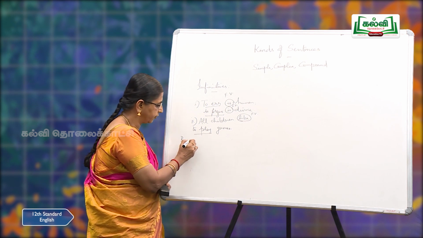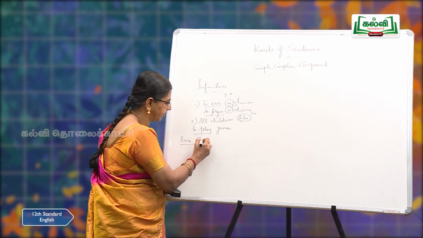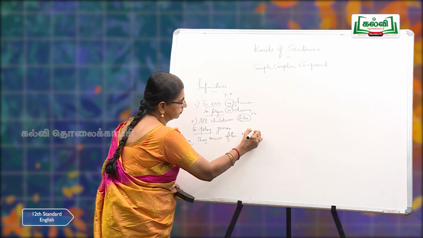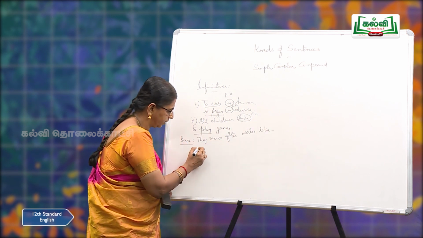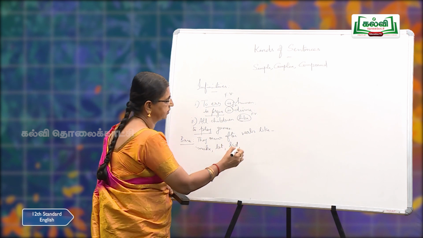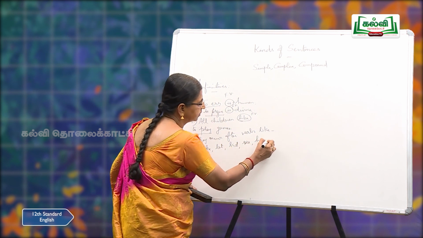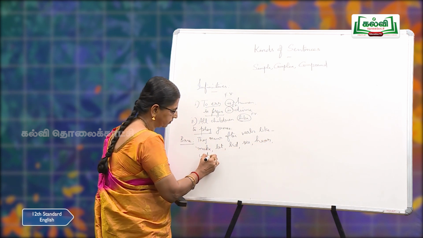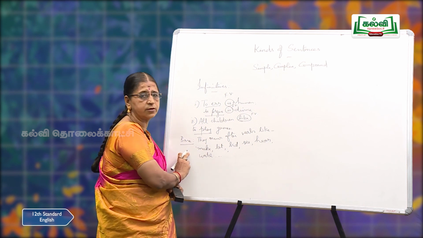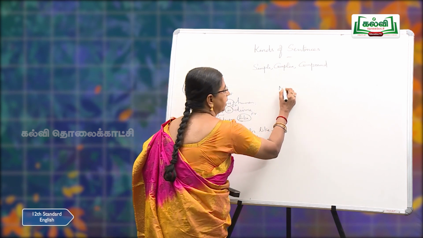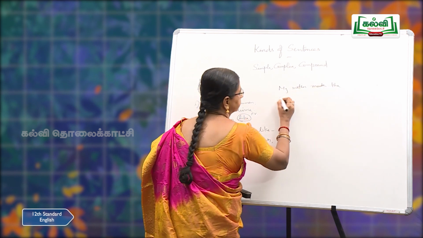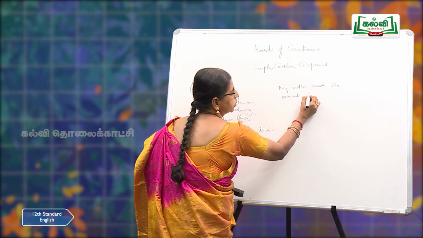Now what about your bare infinitive? Now bare infinitives, they occur after certain verbs. For example, make, let, bid, see, hear, watch, observe, notice, and so on. I will give you examples. Now look at this verb make. My mother made the servant do the work.